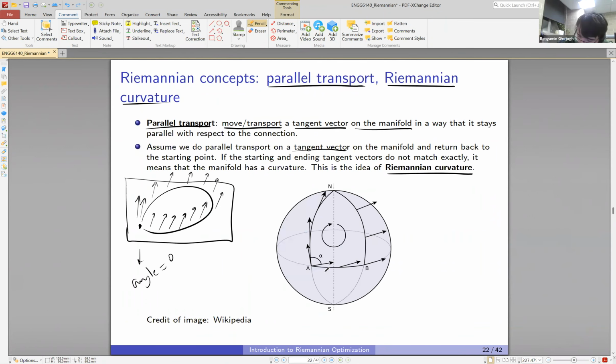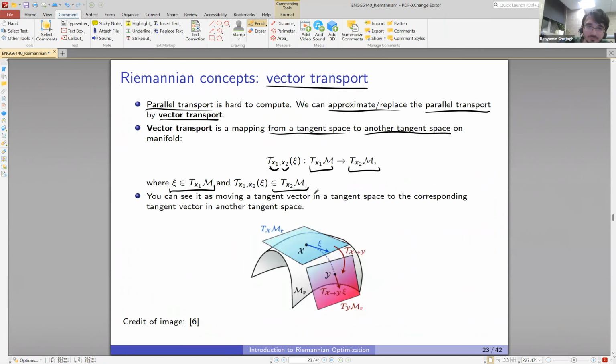So you can use this vector transport to approximate parallel transport. I think if you also take a look at this, you will see that this parallel transport can be seen as vector transport. This vector is in this tangent space. This vector is also in this tangent space, right? Okay. So you can see it as moving a tangent vector in a tangent space to the corresponding tangent vector in another tangent space.